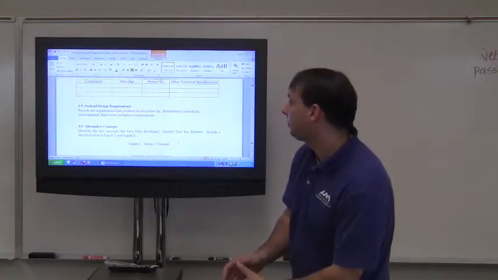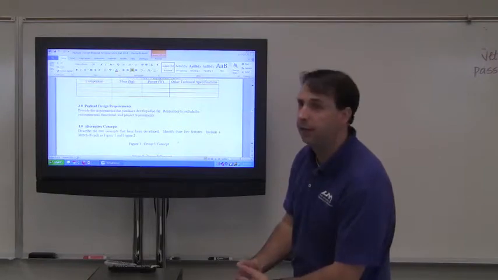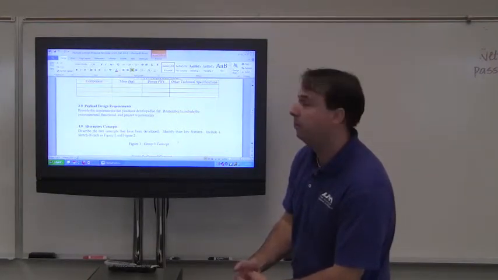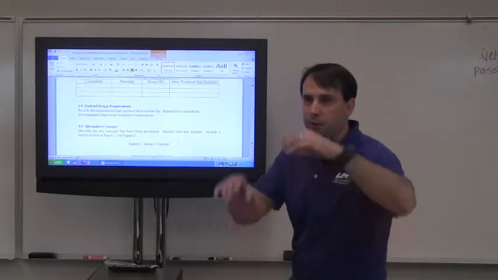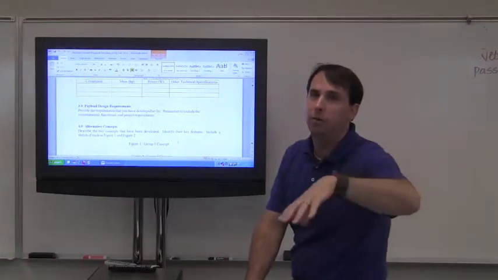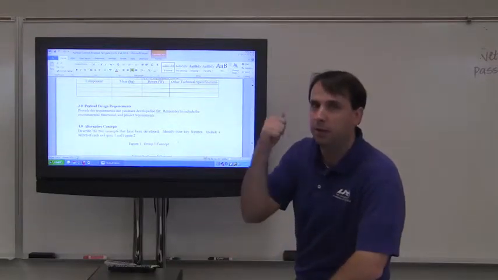Okay. Payload design requirements, section 3.0. Provide the requirements that you have developed so far. Hopefully, since this is the PCP, you've got your requirements down pat. So remember, there are four major types of requirements. There are project requirements, and the project requirements sort of dictate the environmental requirements, the functional requirements, and the science requirements, which we just talked about. So science requirements, they're done.